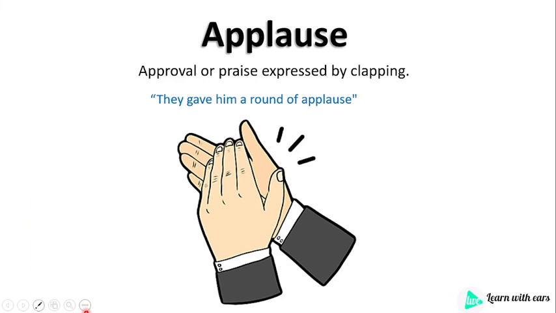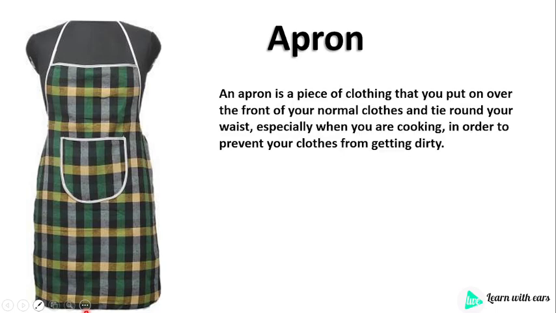Now here is the final word. Can you guess? Apron. Apron. Now let's see the example. I noticed she tied an apron around her waist.